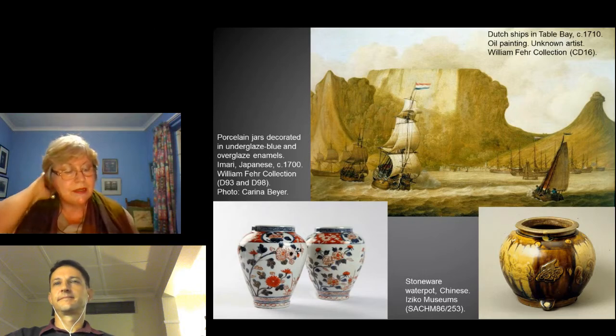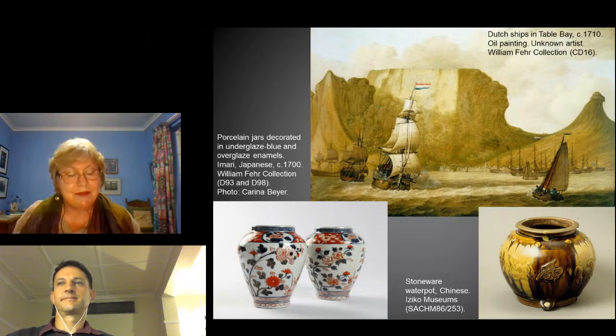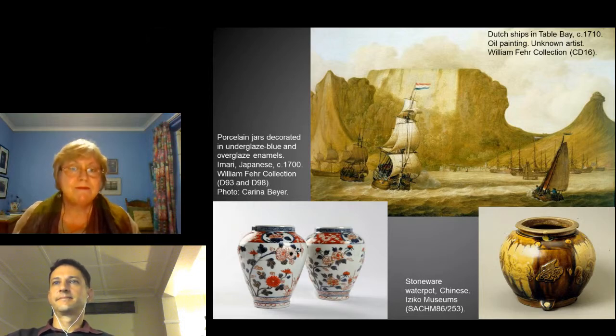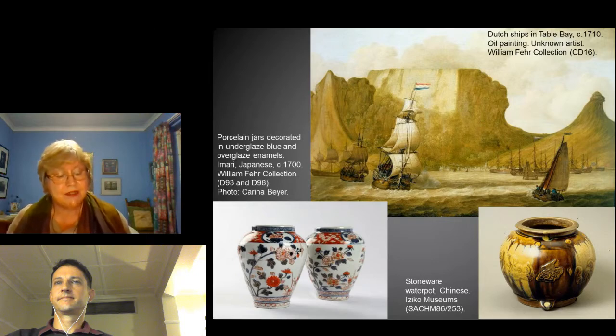Then also, we know that the VOC didn't like to have competition. So the private trade in goods profitable to the company had to be done in clandestine circumstances. Apparently, some of the women of the burghers did take visitors in, because there were no hotels as such, so people stayed with burghers, and trade happened in the voorkamers of the houses at the Cape.